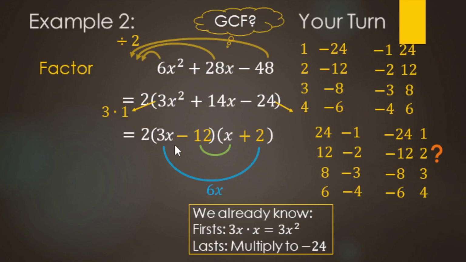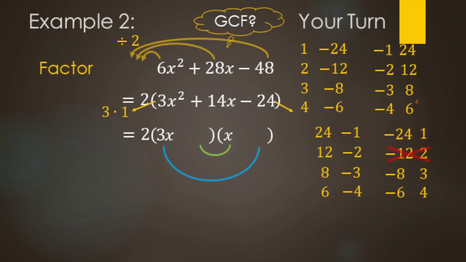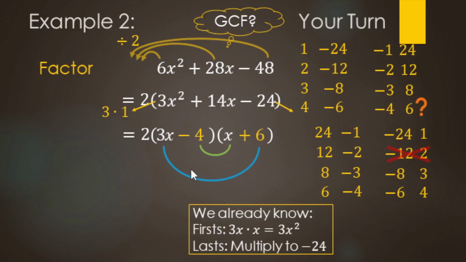So here we go. 3x times 2 makes 6x. Negative 12 times x makes negative 12x. Add those up. Do they make a plus 14x? No, they don't. They make a negative 6x. So we know negative 12 and 2 is not part of our answer there, or our factors. Let's try another one. Let's try negative 4 and 6.